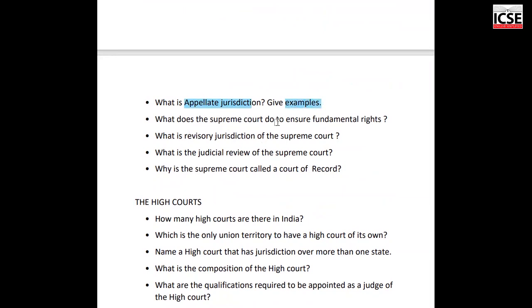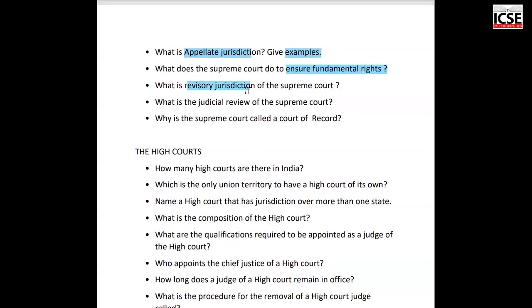Next, what does the Supreme Court do to ensure fundamental rights? It issues writs. You should know the names of the writs. Okay, so to ensure fundamental rights, the Supreme Court can issue writs such as habeas corpus, mandamus, quo warranto, writ of certiorari. So all these are important.